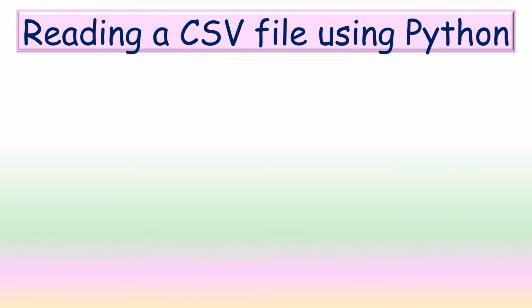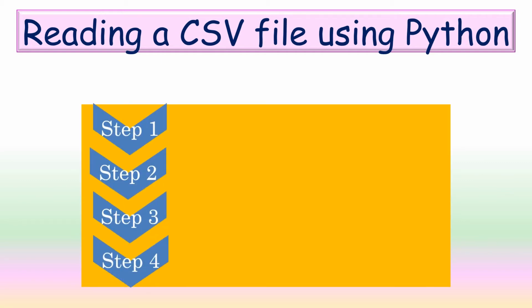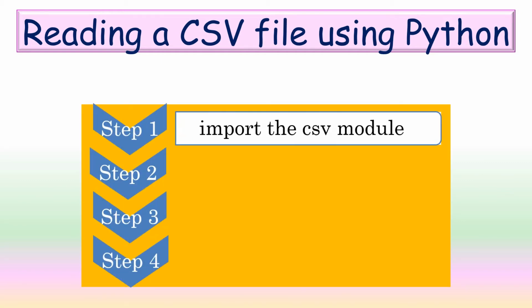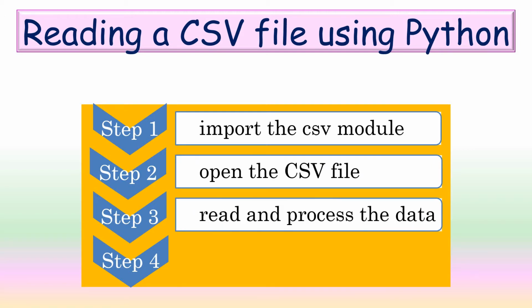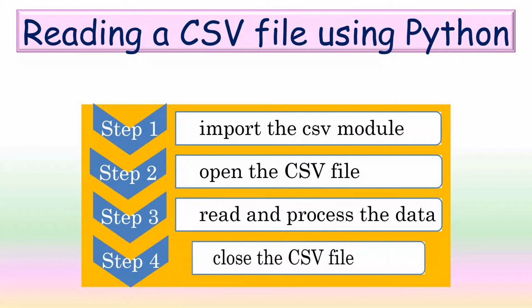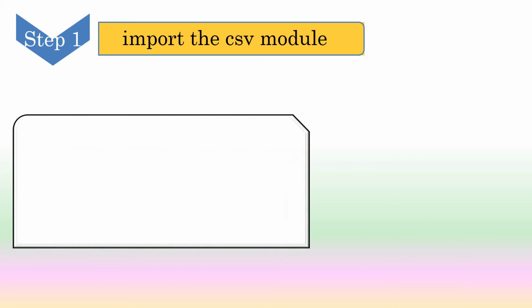In order to read a CSV file using Python, you have to follow 4 steps. Step 1 is to import the csv module. Step 2, open the CSV file. Step 3, read and process the data. Step 4, close the CSV file. Step 1 is very simple. At the start of your Python program, you just write import csv.